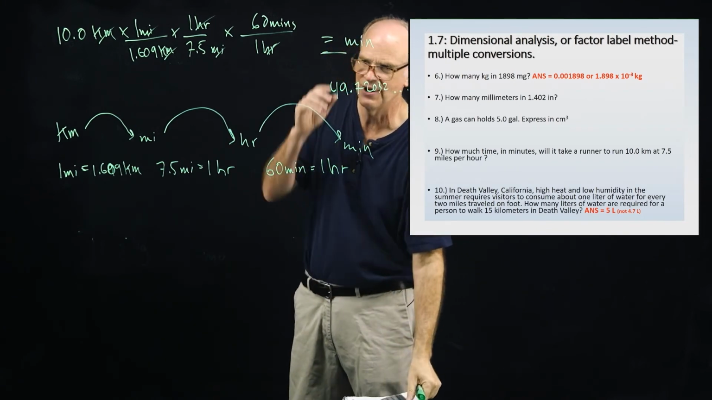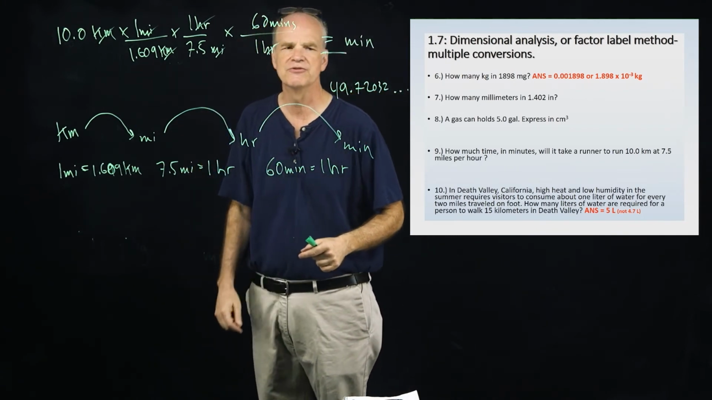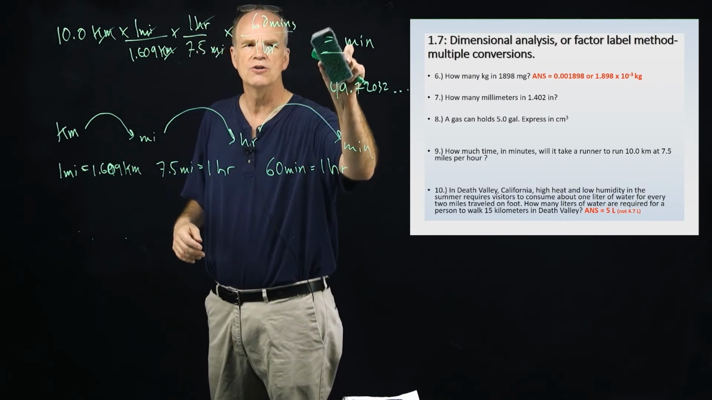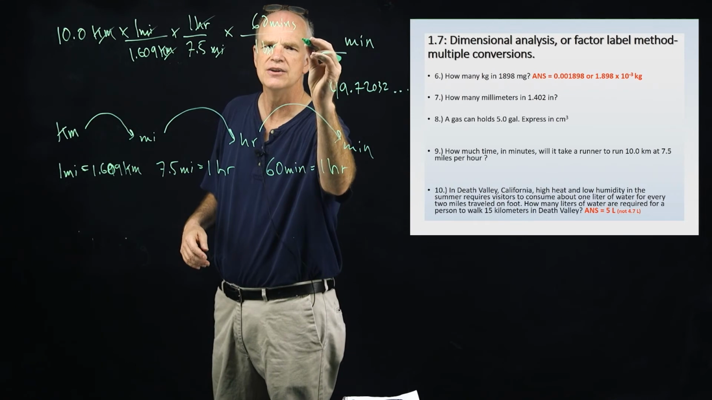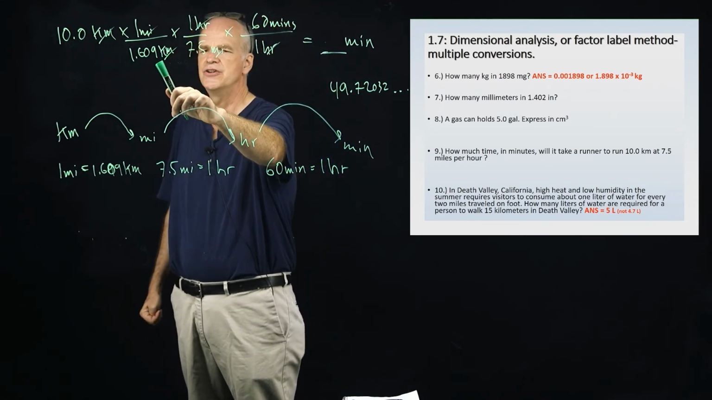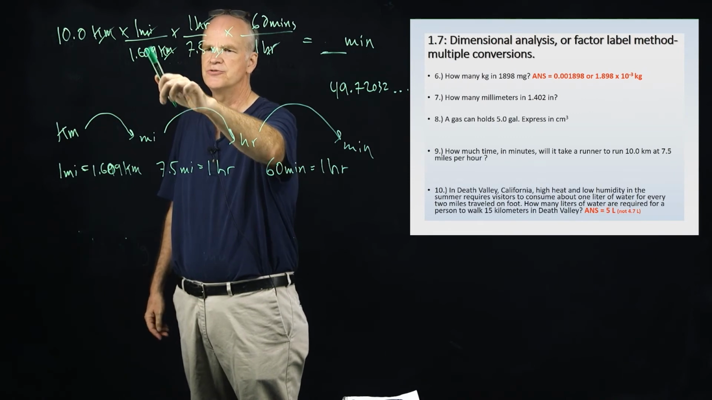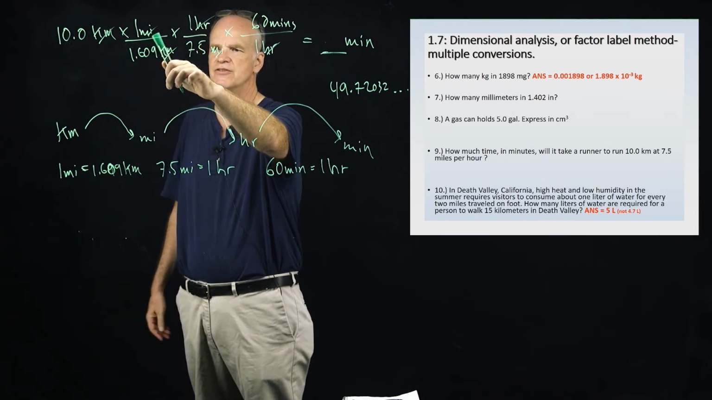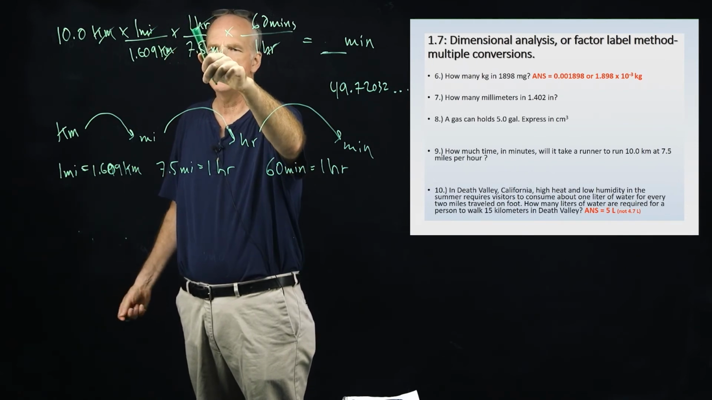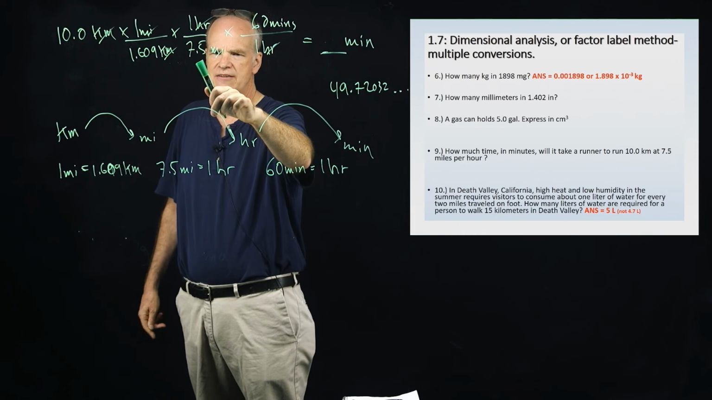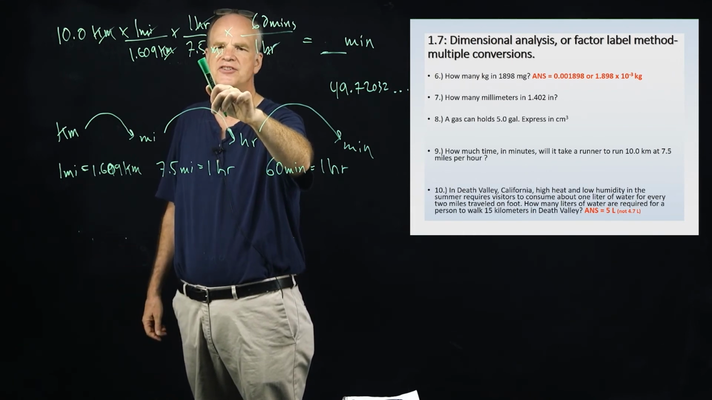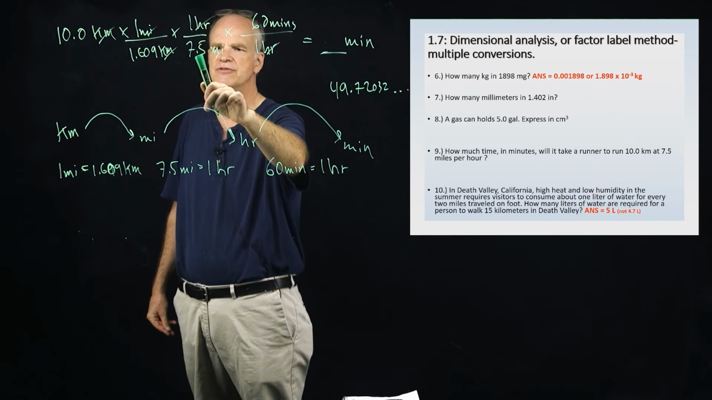Okay, so we have to round this to the correct number of significant figures. Let's see if we can figure out what that number might be. So with 10.0 kilometers, that is 3 significant figures. 1.609 kilometers, that is an estimate, so that's 4 significant figures. The 1 in the 1 mile is an infinite number of significant figures because 1 is an exact number. Here in this fraction, the 1 hour, 1 is going to be the exact number. 7.5, we're going to assume it's an estimate. So if it's an estimate, this would limit this to 2 significant figures.